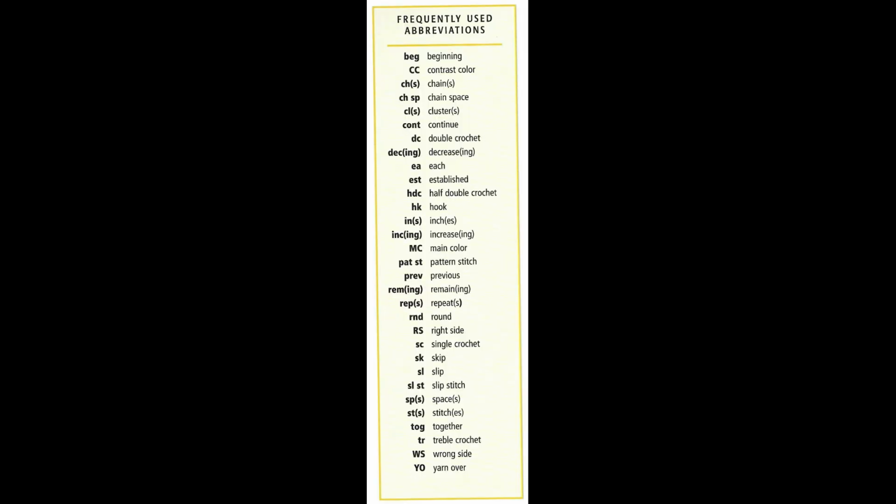As you can see on the screen here, I've got a few common abbreviations. Some of them are like BEG, that's beginning. You've got your SC, that's for single crochet, and DC for double crochet. You've got TR for treble crochet. You've got CH for chain. SK is skip. ST is stitch. So those are just some of the common things.